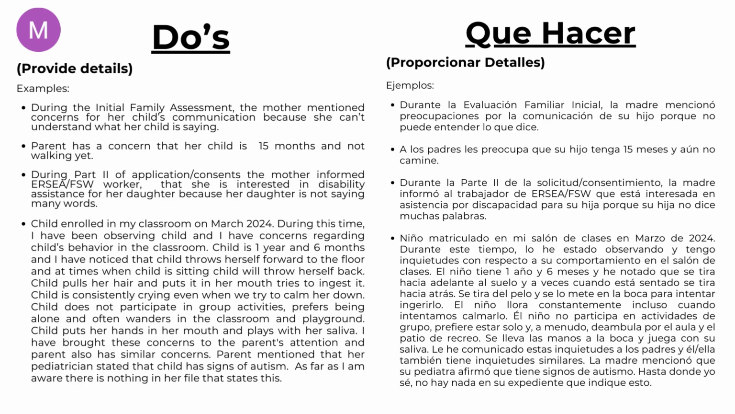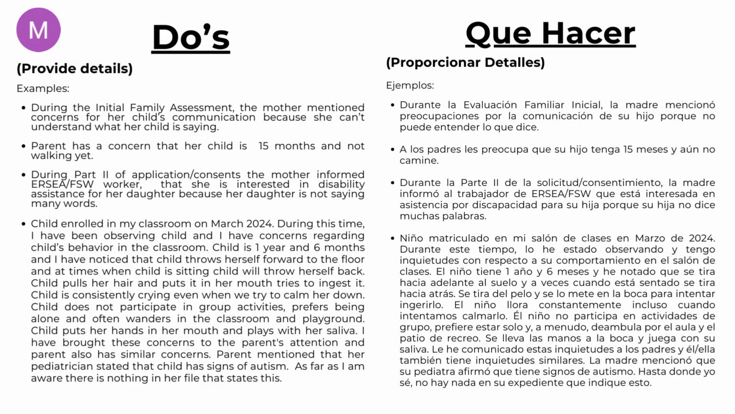Child is 1 year and 7 months old, and I have noticed that the child throws him or herself forward to the floor, and at times, when child is sitting, child throws him or herself back. Child puts on hair and puts it in the mouth and tries to ingest it. Child is consistently crying even when we try to calm him or her down. Child does not participate in group activities, prefers being alone, and often wanders in the classroom and playground. Child puts hands in the mouth and plays with saliva.